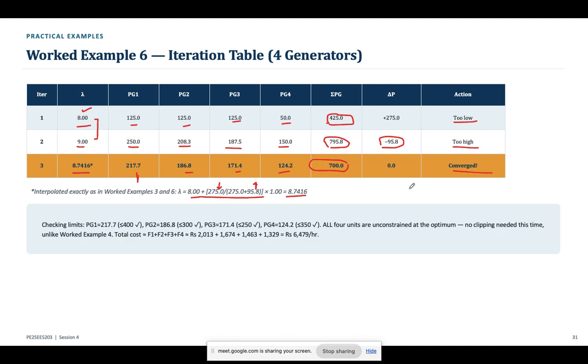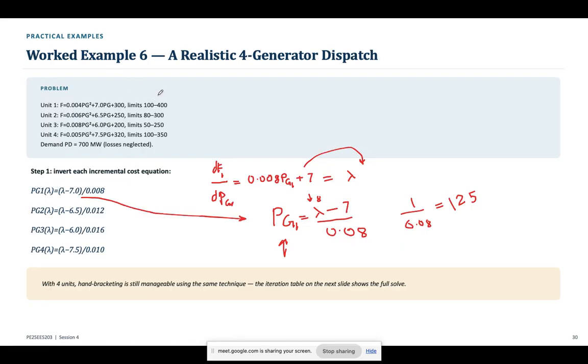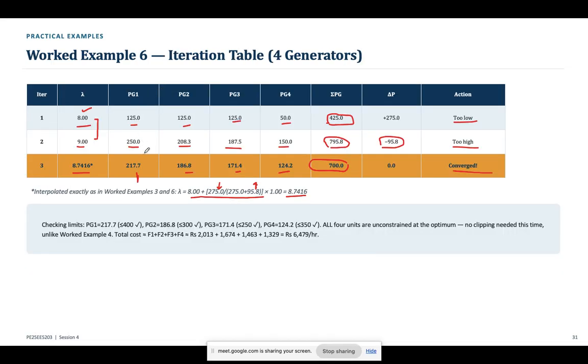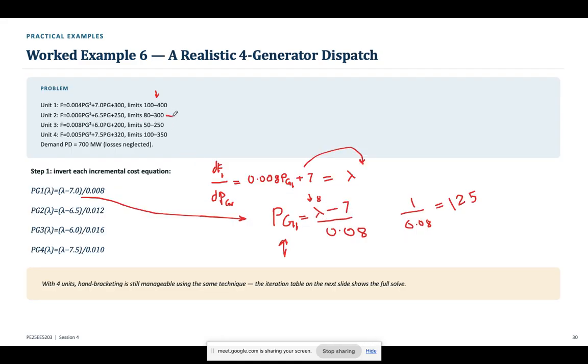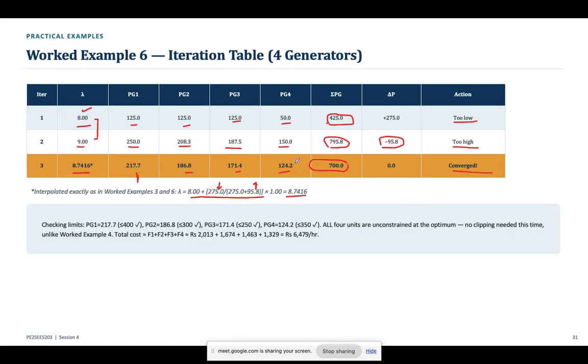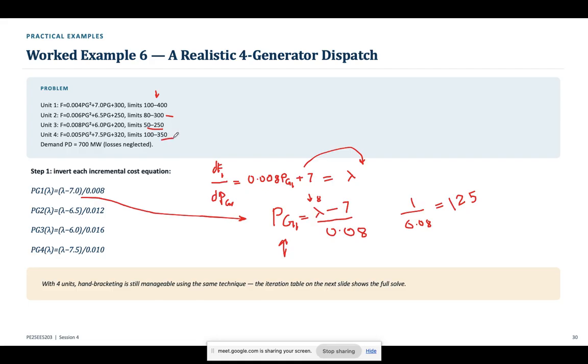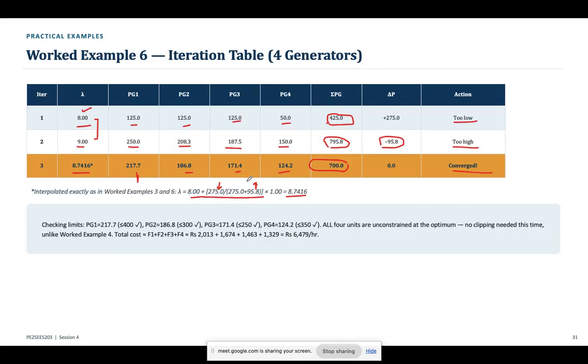Now you take these values back to the numerical and see, this is the limit you have, lower limit and higher limit. Generator 1 is 217.7, well within the limit, no problem. This is 186.8, between 80 and 300, well within the limit, no problem. 171.4 is again well within the limit. And the last one is 124.2, again well within the limit. So no problem, all 4 generators can operate in this range. This is the entire explanation here.